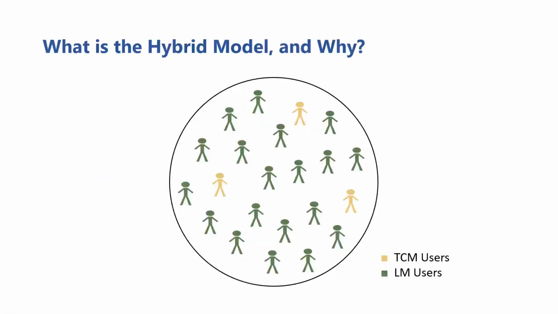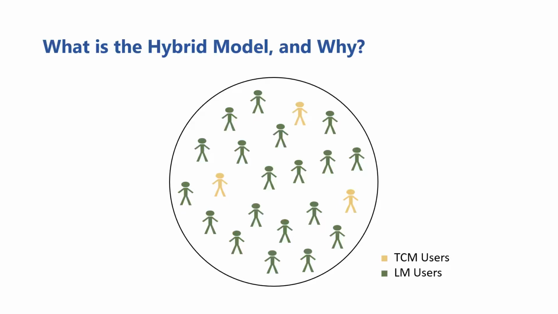Based on this need, the hybrid model is very simply defined as allowing a combination of the trusted curator model and the local model. That is, if there's some group of users, no matter how small, who are willing to trust the curator, they can opt into the trusted curator model. We refer to them as the TCM group of users. The remaining users that don't trust the curator will use the local model, and we refer to them as the LM group of users.